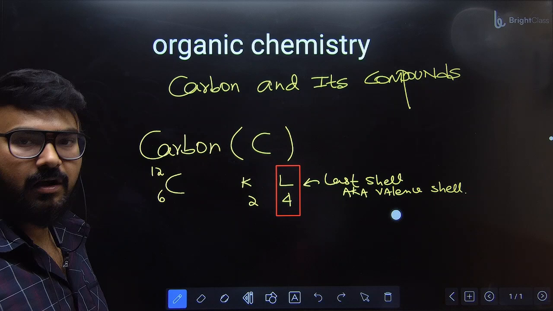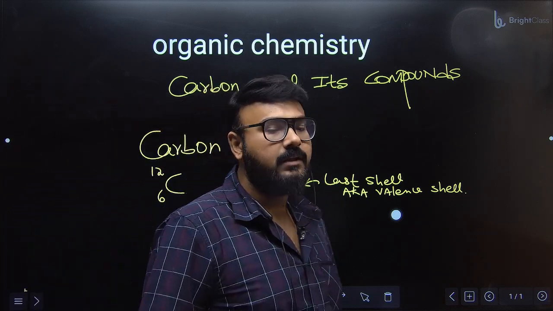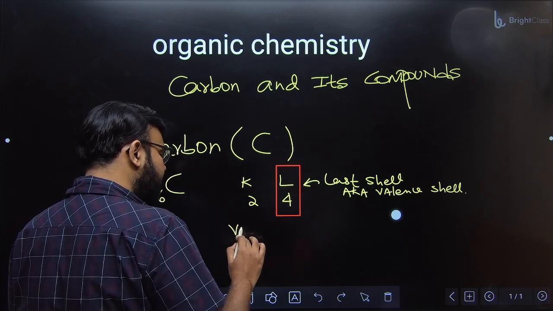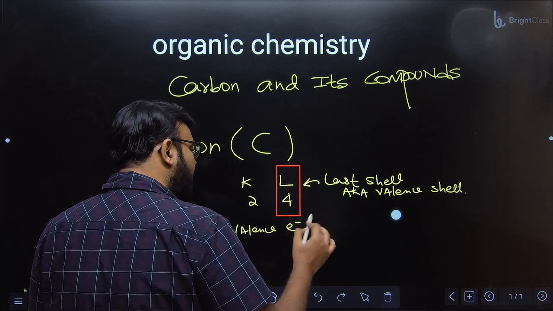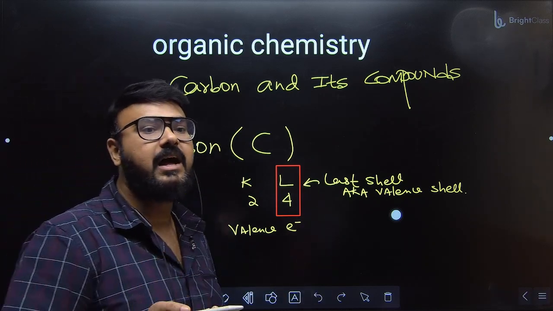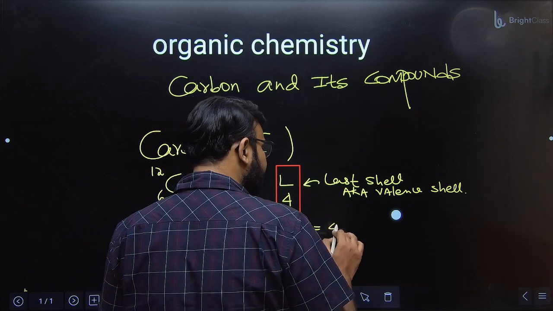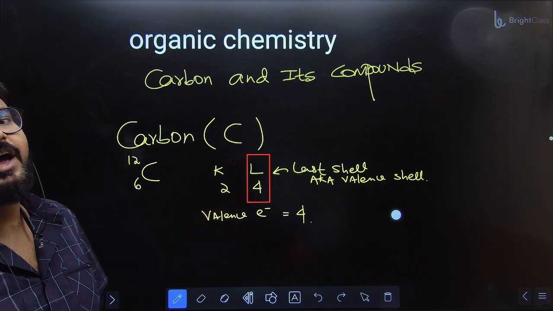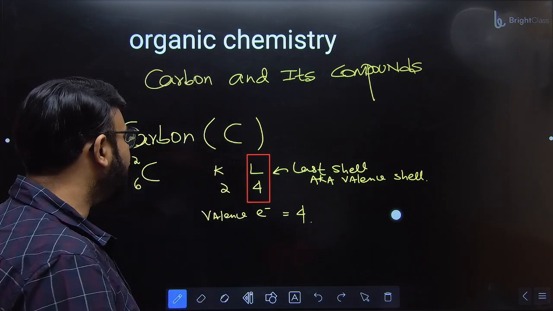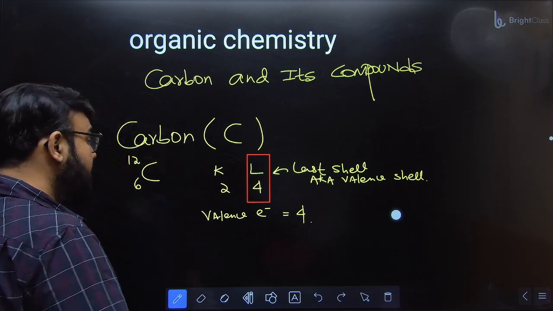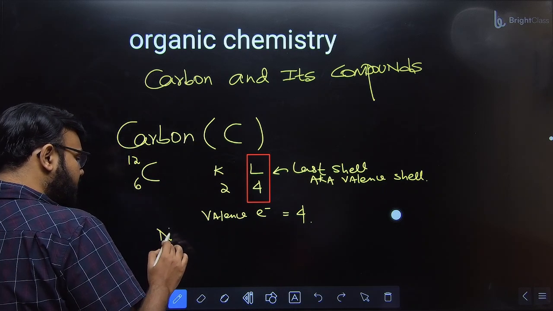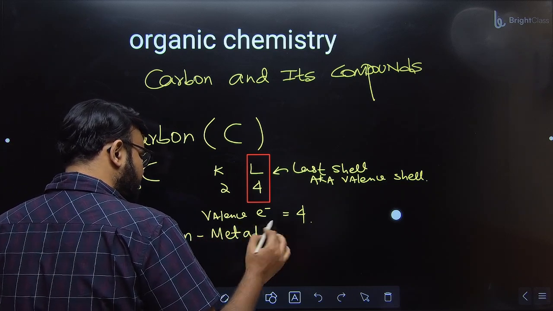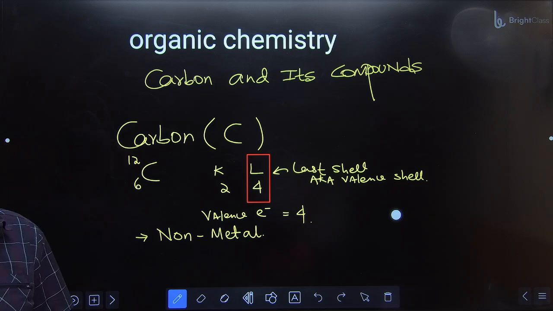Understood everyone? Now tell me, students, how many electrons are present in the valence shell. What do you mean by valence electrons? The electrons present in the last shell. So that is also 4. Okay, let's talk about what more information we have about carbon. Students, tell me, is carbon a metal or a non-metal? Very good. Yes, carbon is a non-metal.